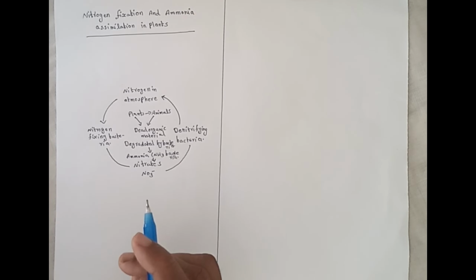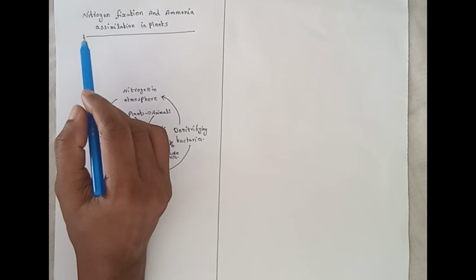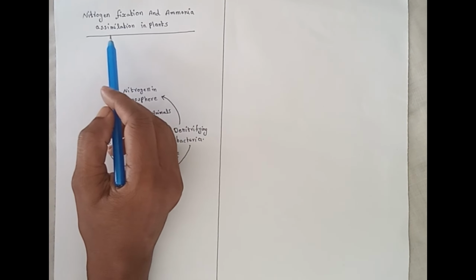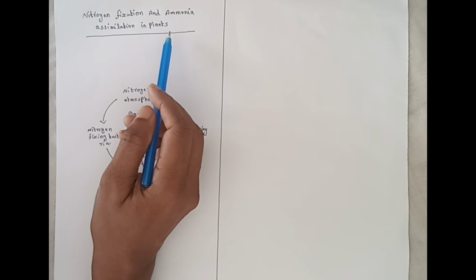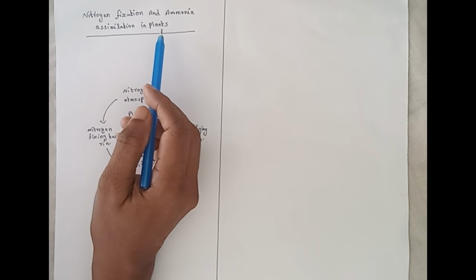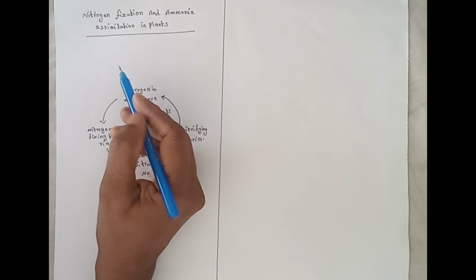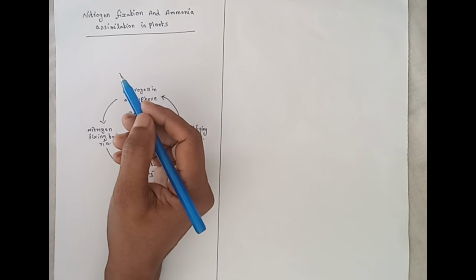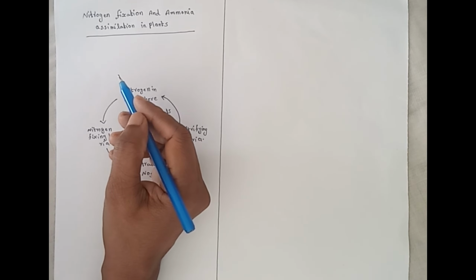Today we learn about the topic nitrogen fixation and ammonia assimilation in plants. First we discuss the properties of nitrogen. That is, molecular nitrogen is very stable with a triple bond.